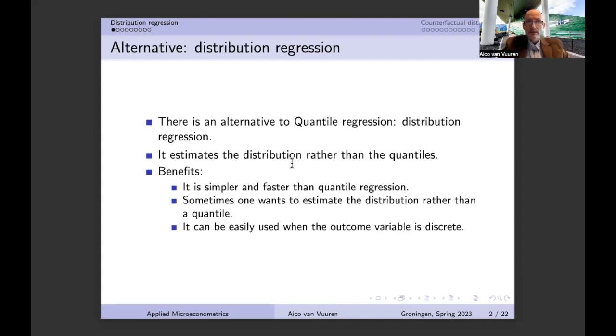It's easy to understand, of course, that a benefit with respect to distribution regression is going to be a drawback with respect to quantile regression. And the other way around, of course, at the moment that we have a drawback of distribution regression, then that is going to automatically be a benefit of quantile regression. Let me first of all talk about the benefits of distribution regression. First of all, we should realize that it is simpler and faster than quantile regression.